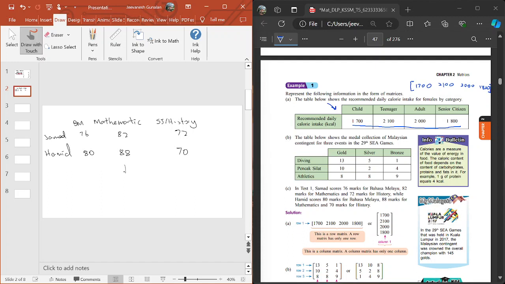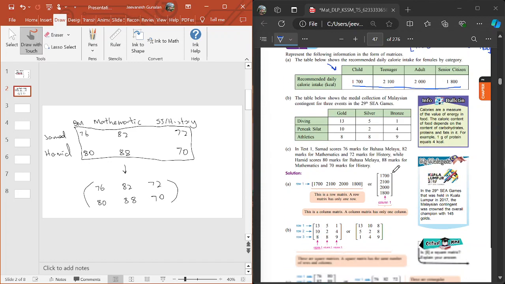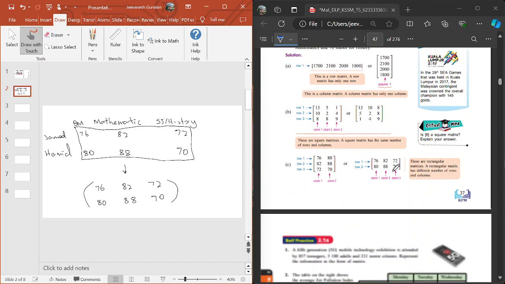So if I write this in the matrix, I will only take this part, which is the data. If we use this bracket, we'll just write 76, 82, 72, 80, 88, and 70. So that's how we represent data in a matrix.